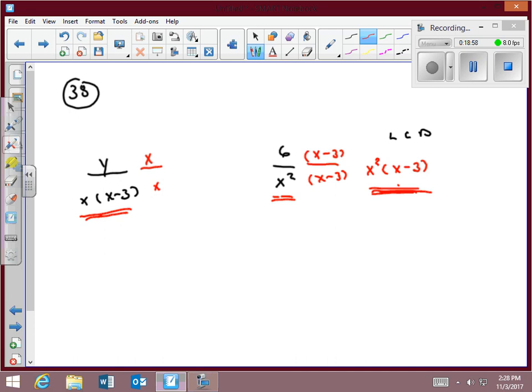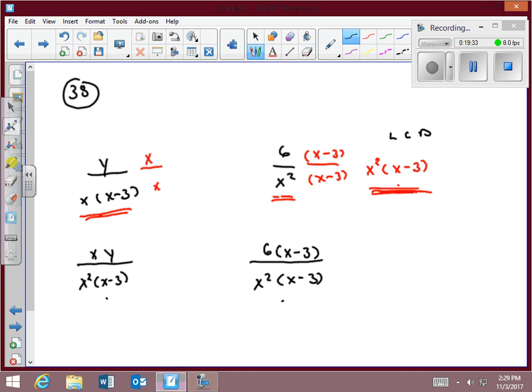Now what would that fraction look like? This one would have x squared times x minus 3 in the denominator. And its numerator would be xy, right? This one would have a denominator of x squared times x minus 3. And it's going to be the same as this because that's what our goal was. And it's going to have 6 times x minus 3.